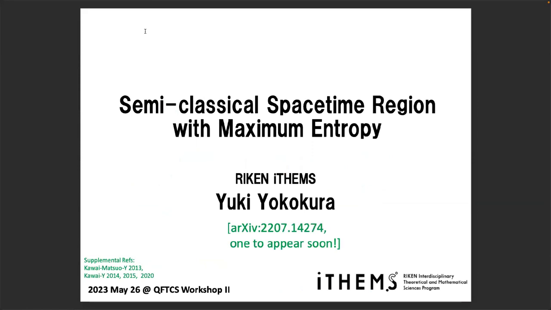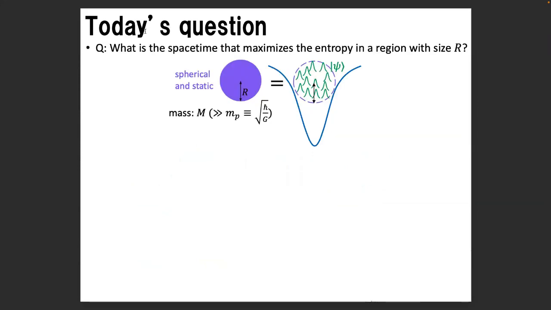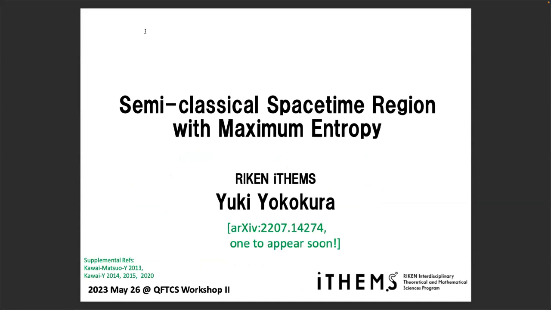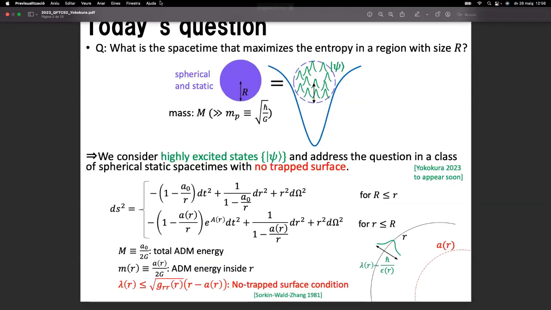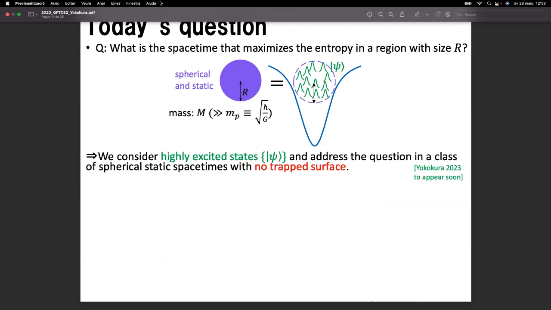Now, this is a tricky question. What is the space-time that maximizes the entropy in a finite region? This one: static and spherical, the size is capital R, and the mass is M. To address this question, we focus on a highly excited state, and we only consider a class of spherical and static spacetime without a trapped surface. Let's focus on such a class.